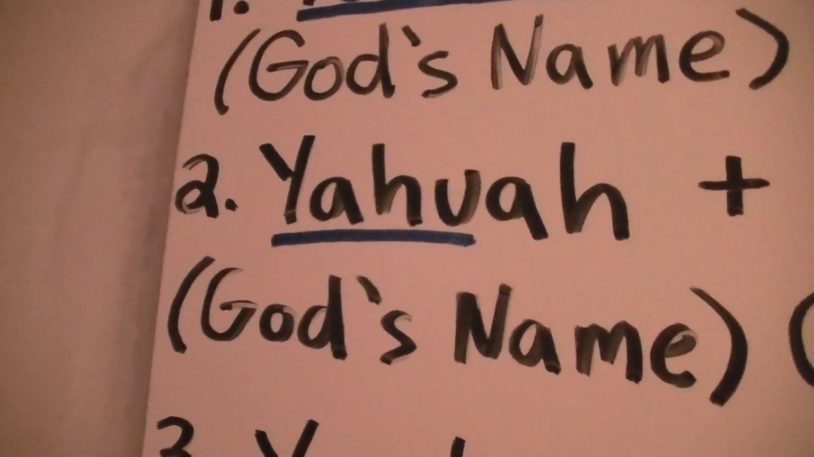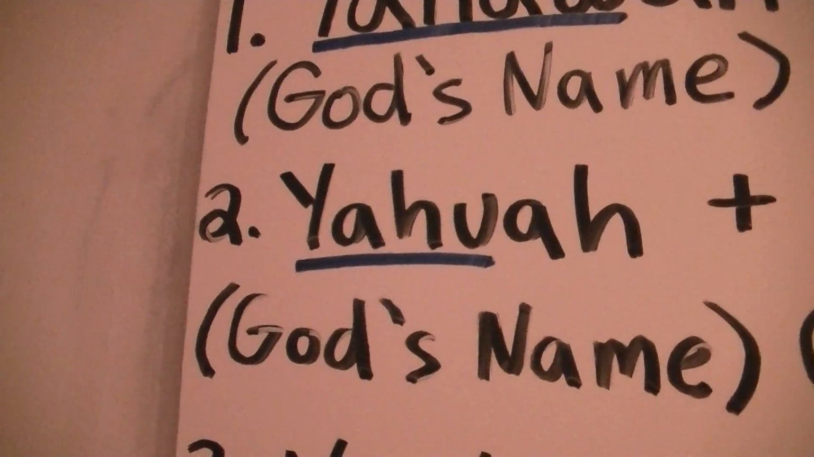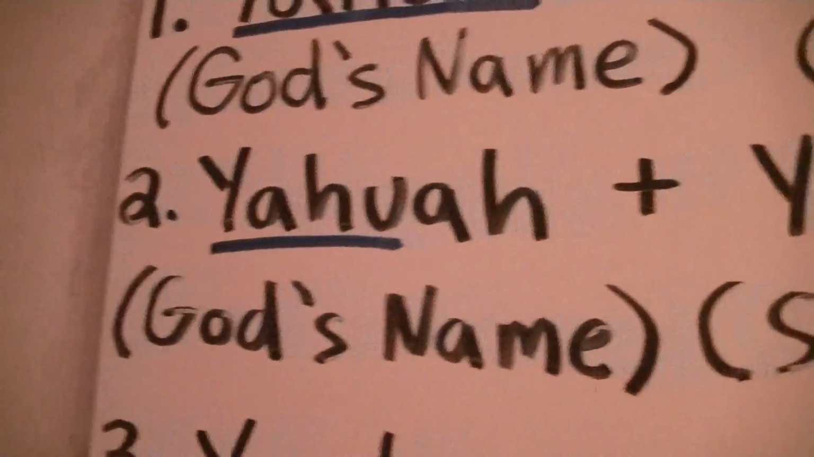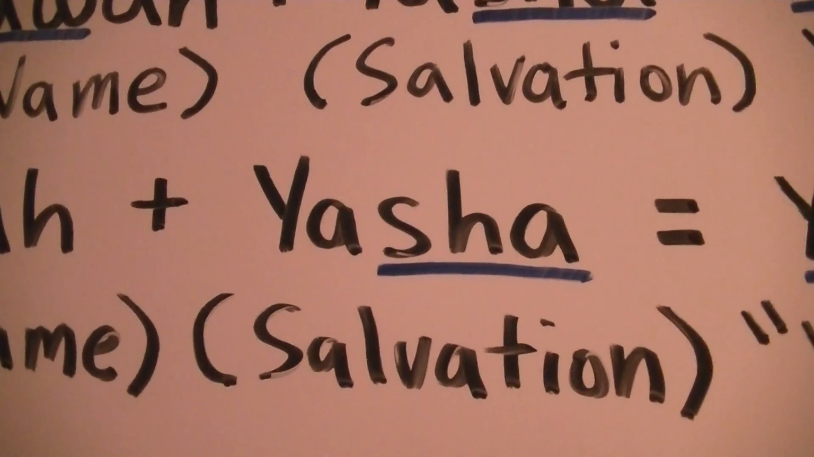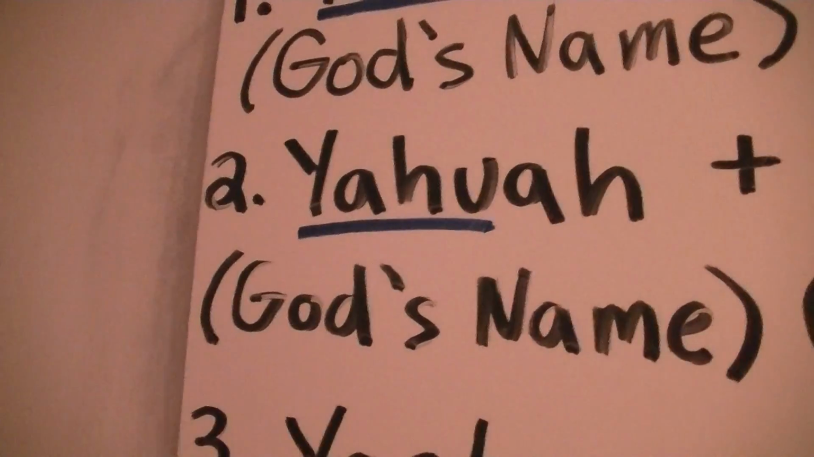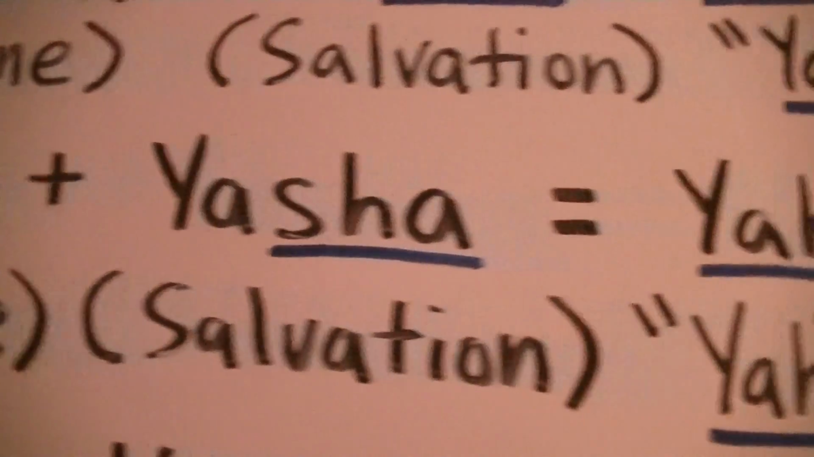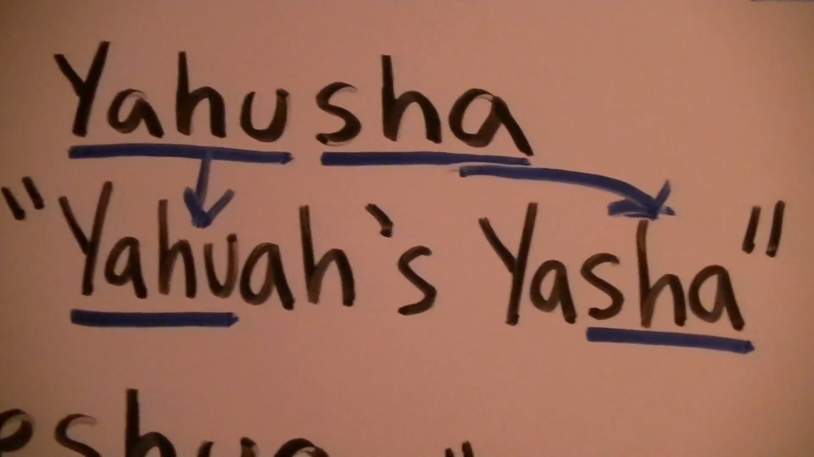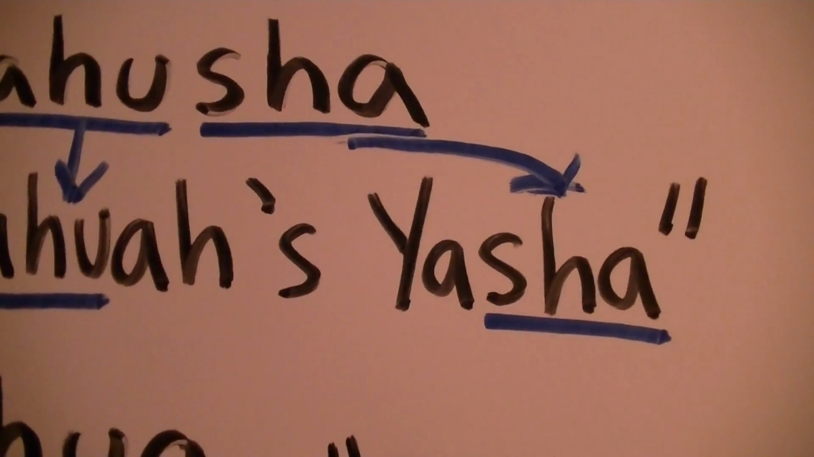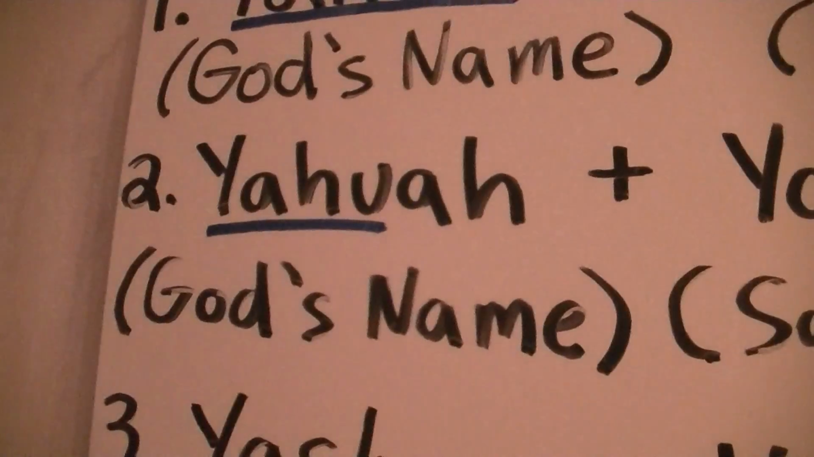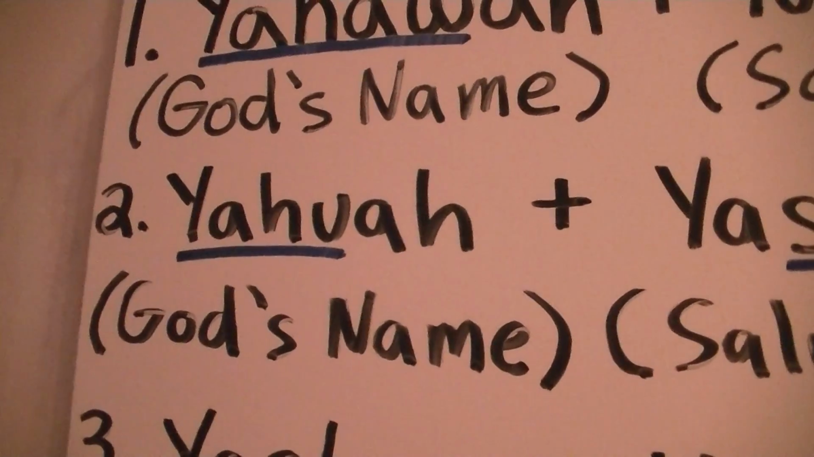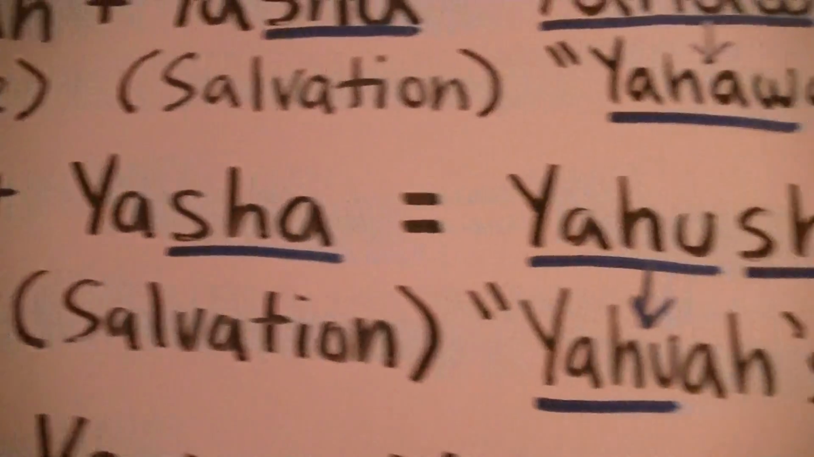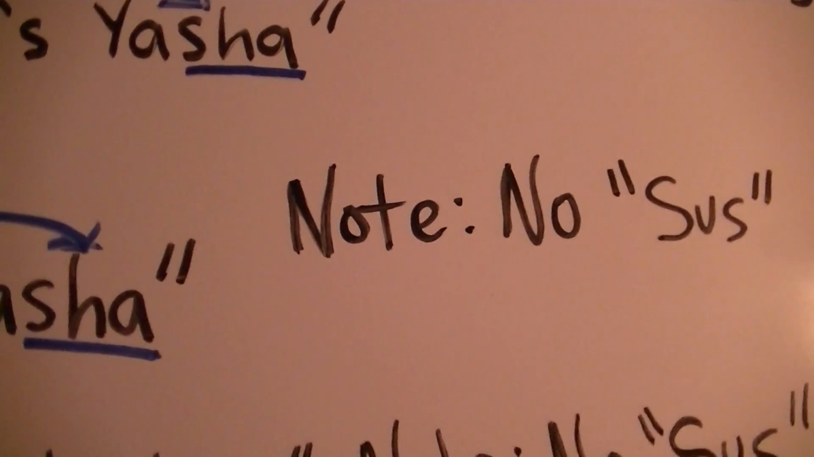Second, another name that people know the Most High Yah by is Yahuwah. Plus Yasha, once again, you take the Yahu and the Shah, you put it together and you get Yahusha, which means Yahuwah's salvation. Once again, the two root words are from Yahuwah and Yasha, and there is no sus.